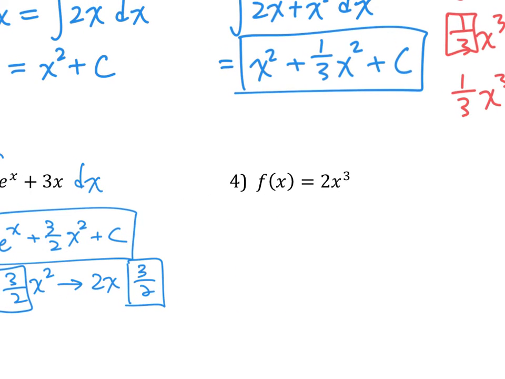All right, let's have you try number 4. So you're taking the integral on both sides with respect to x, and then go ahead and write down your answer. All right, the answer is 1/2 x to the 4th plus c.